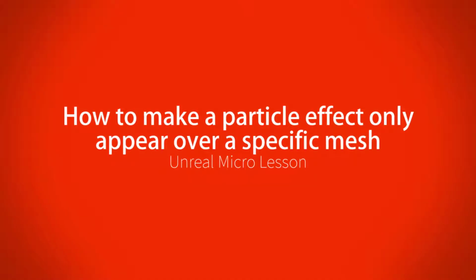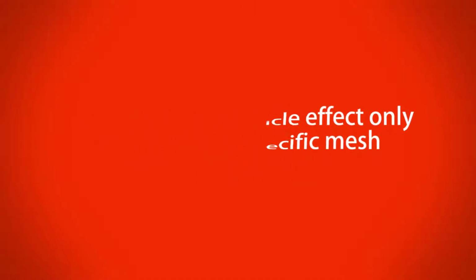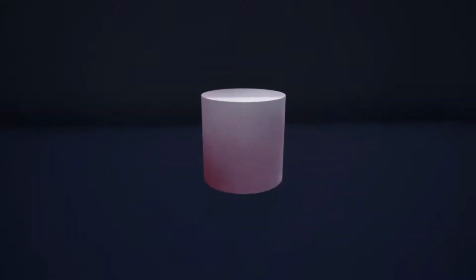Hello and welcome to the micro lesson on showing a particle effect only over a certain mesh. So what I'm looking to do here is create this effect. I have a sort of red-like smoke which is just being displayed over a cylinder. Now I've got an example of the smoke here otherwise, so that it would be displayed just out in the open like this.